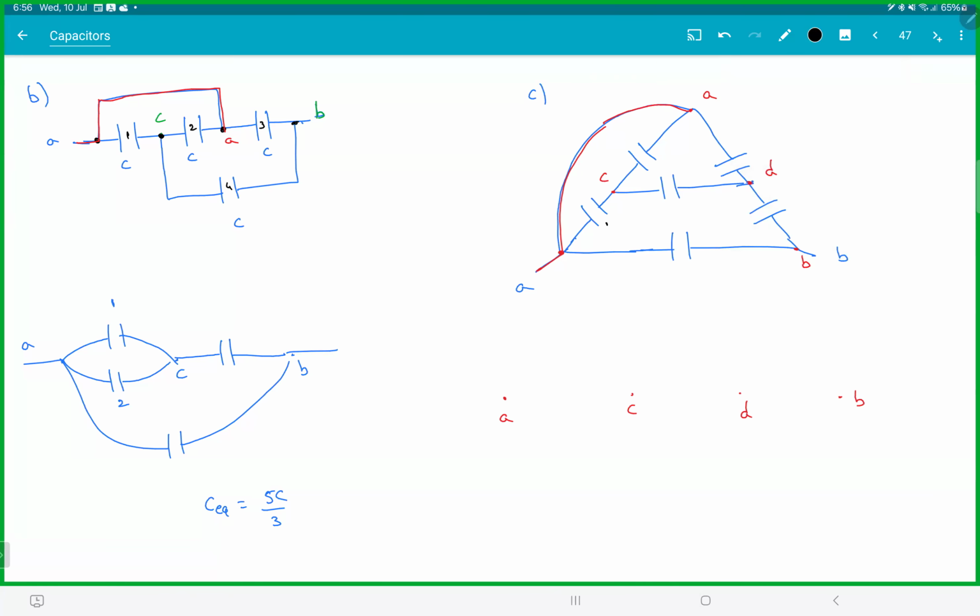Let's name the capacitors 1, 2, 3, 4, 5, 6. Capacitor 1 is between A and C. Capacitor 2 is also between A and C. Capacitor 3 is between C and D. Capacitor 4 is between A and D. Now, this is what I said. Make sure they're not crisscrossing. So you can clearly see it's series parallel. Capacitor 5 is between D and B. Capacitor 6 is between A and B.